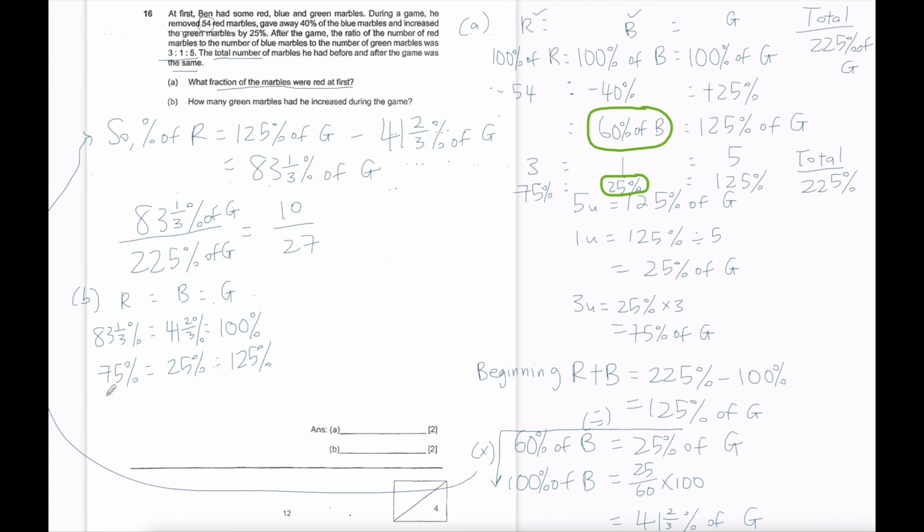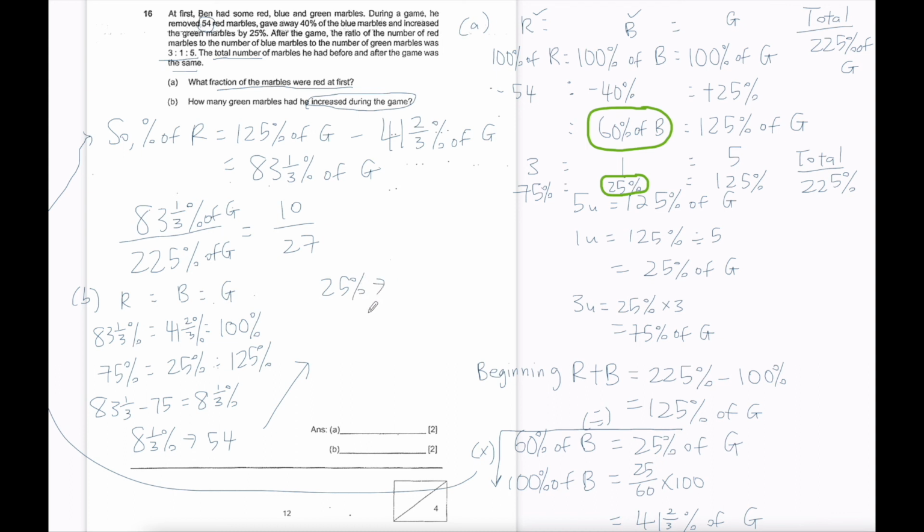Okay, so let's do it. 83 1/3 minus 75 equals to 8 1/3. Okay, and this 8 1/3% is your 54. We need to find out how many green marbles he increased during the game. So all this percent, right, is already of green. That means we're comparing with green. So we just need to find out what is 25%.